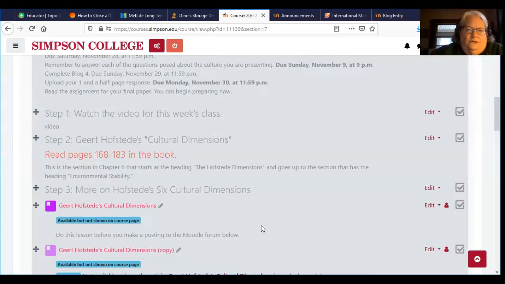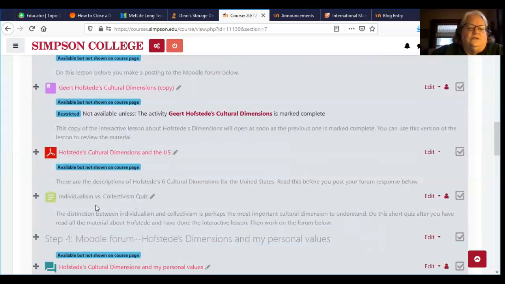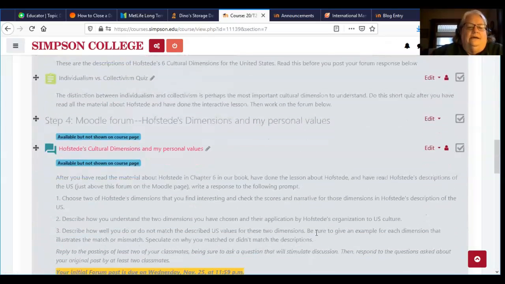This is a framework that is often used in business to describe business culture, but it is also used in intercultural studies to compare cultures to each other. So we're going to learn more about that framework. You'll notice that you need to do some reading in the book. There is an interactive lesson here. There is another document that you need to look at. And finally, there is a quick quiz just on the dimension of individualism versus collectivism. Following that, you will apply Hofstede to yourself to see how well you match our culture's values as they are rated by Hofstede's dimensions.